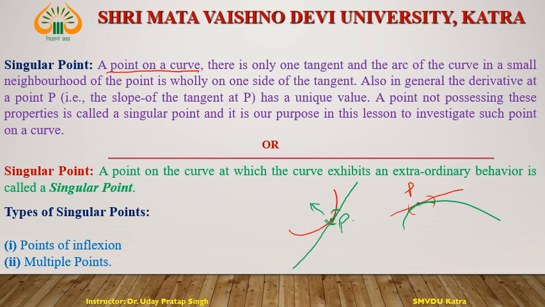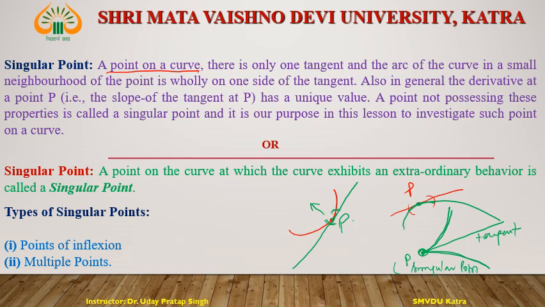Then this type of point P is not a singular point. But if at that point P, suppose this is the point P, and this is the curve, and this is another, and if we draw the tangent at this point, suppose this is the tangent, and this is one portion of the curve, this is the second portion of the curve, then this type of point P is known as a singular point.